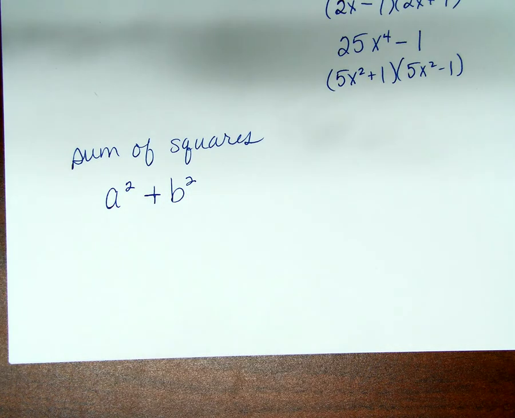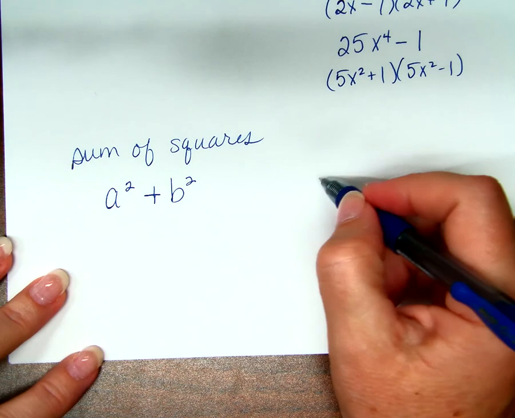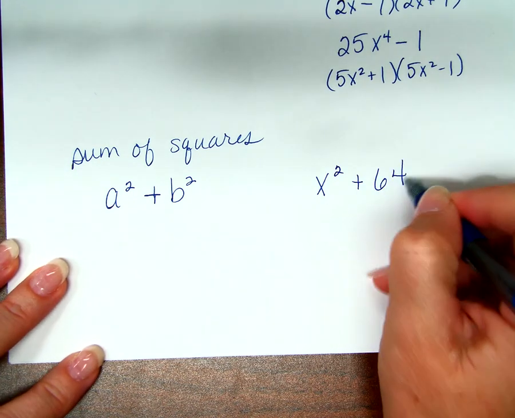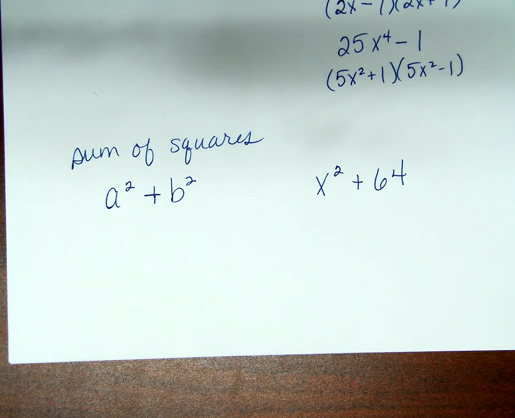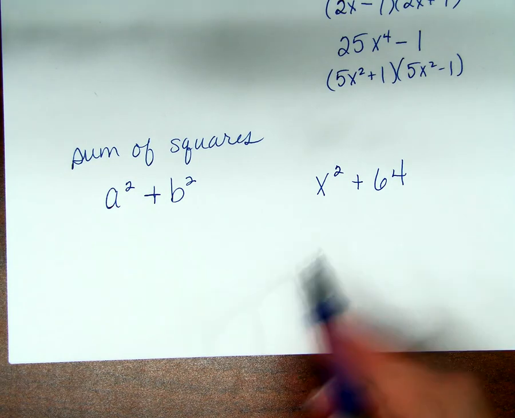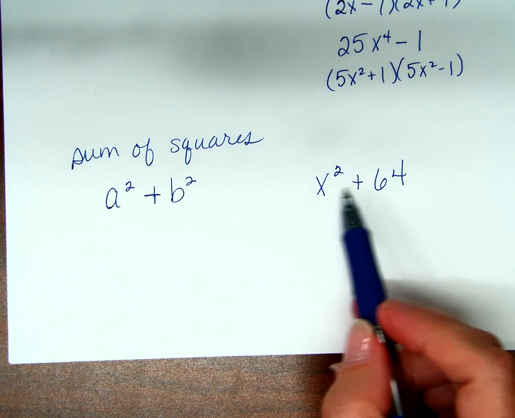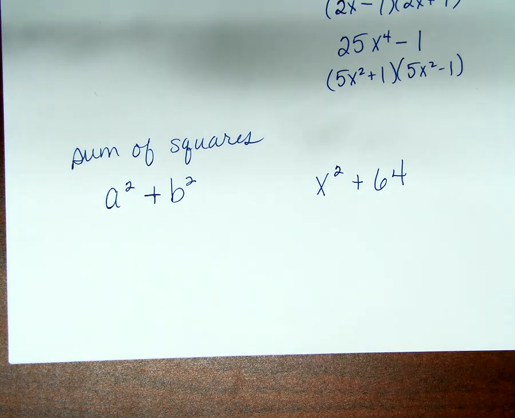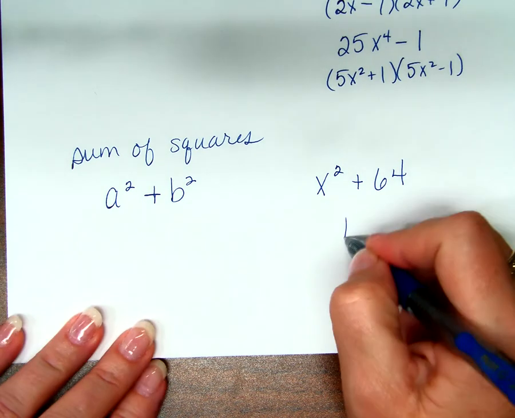So when you recognize a problem like a squared plus b squared, for example, x squared plus 64, do you recognize that as the sum of squares? Is it adding? Yes. Are these both square terms? Yes. Okay, you're done. You can't factor it. It's prime.